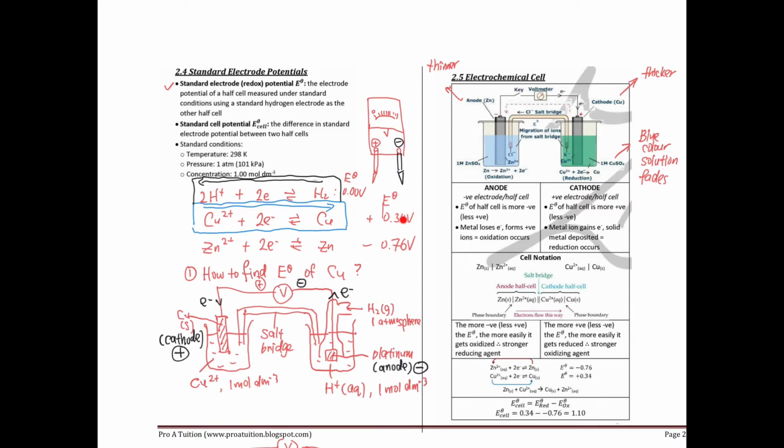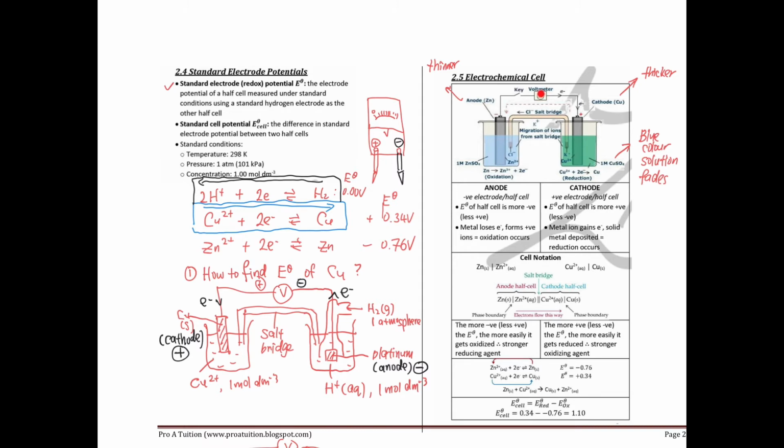So you take the reduction, the E theta reduction 0.34, minus the E theta oxidation. So we have to take the original value from the data booklet to minus. So minus with negative 0.76. Of course, at the end, you end up with plus. So you get 1.10. The 1.10 volt is actually the reading of the voltmeter here.